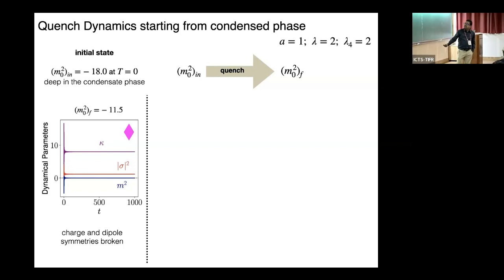Kappa is finite, sigma square is finite, m square remains 0. So I'm basically in the condensed phase. Okay, in the steady state, I have a condensate, I have a dispersion, and I have no gap.